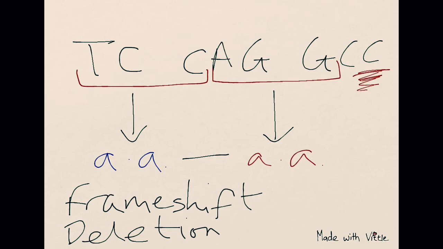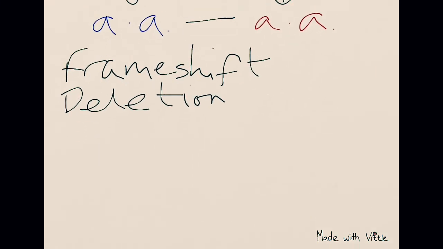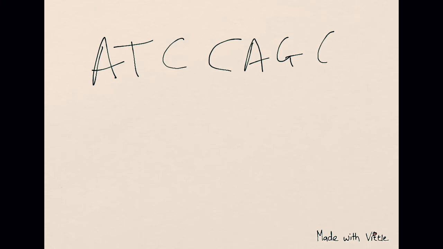So that leaves us now just with substitution mutations. So let's have a look at how a substitution mutation would work. Let's get rid of that page. Okay, so we go back to our original sequence. So that was A, T, C, C, A, G, and G, C, C.